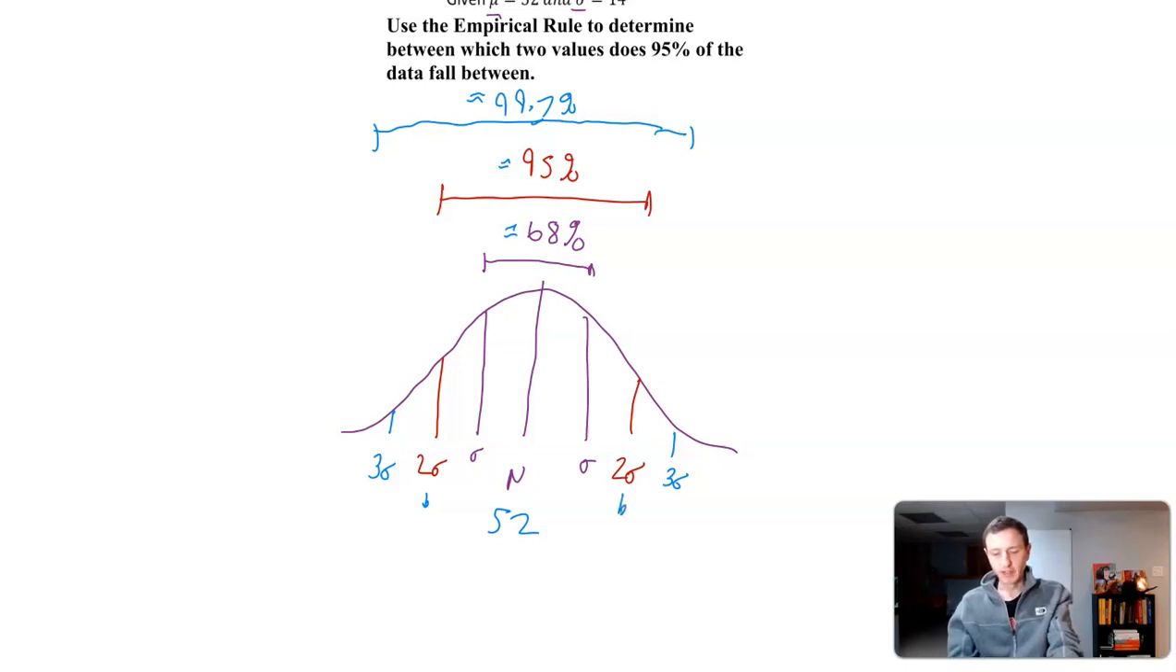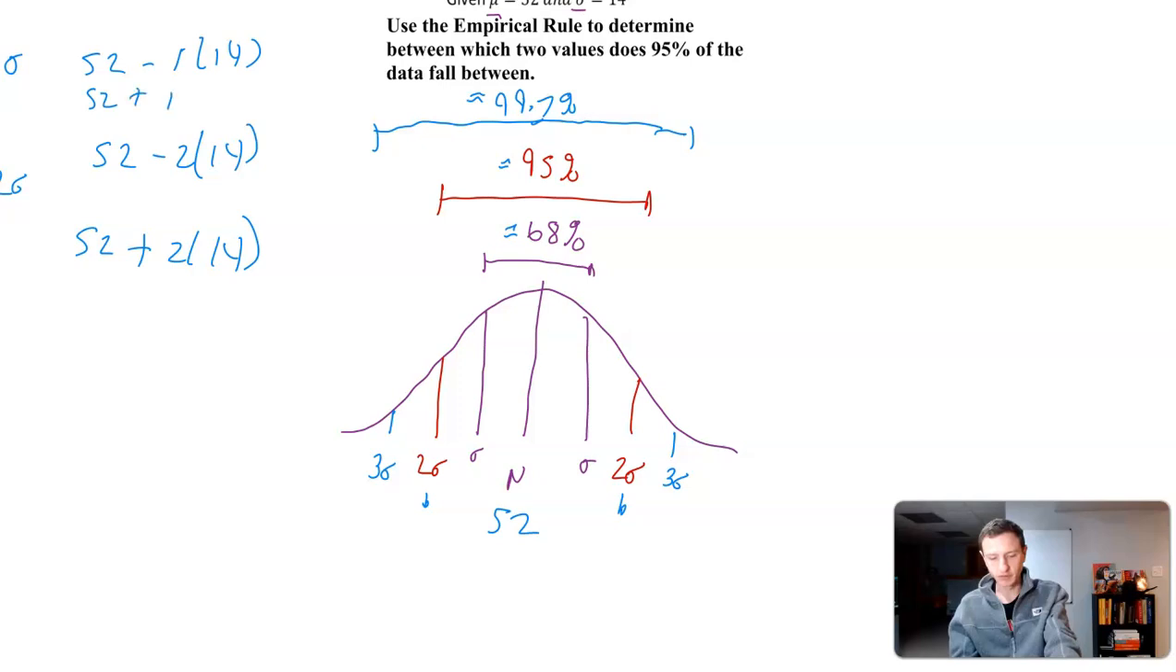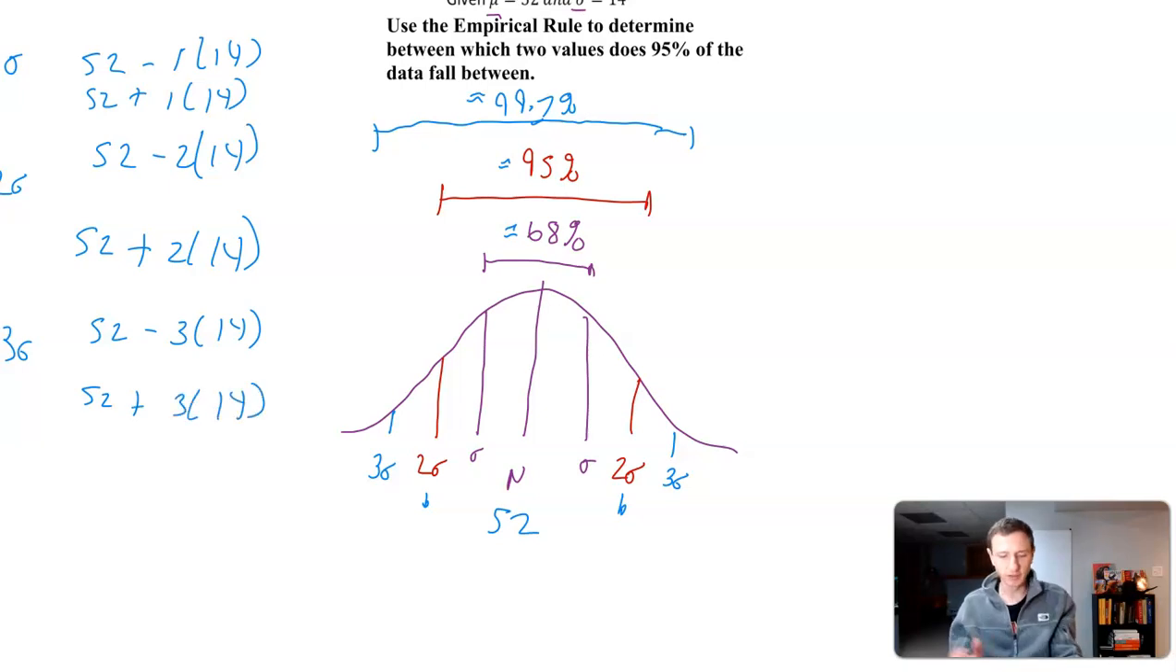So if the mean's 52 and the standard deviation is 14, we're going to do 52 minus 2 times 14, and 52 plus 2 times 14. You can get the whole distribution easily. For one standard deviation, you could just do 52 minus 1 times 14, and 52 plus 1 times 14, just to get an understanding. Then three standard deviations would be 52 minus 3 times the standard deviation of 14, and 52 plus 3 times the standard deviation of 14. And then you could answer pretty much any question from there after you get those values.